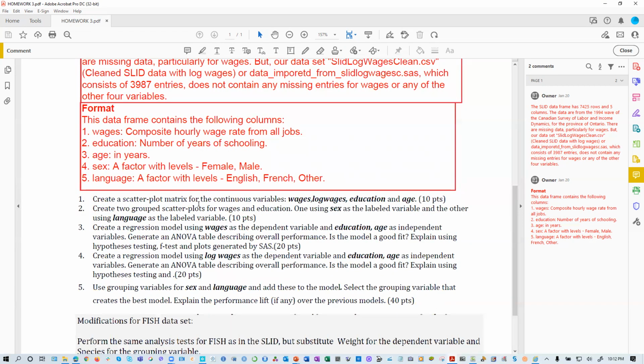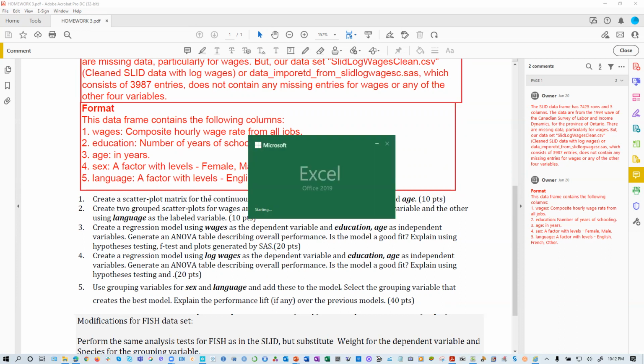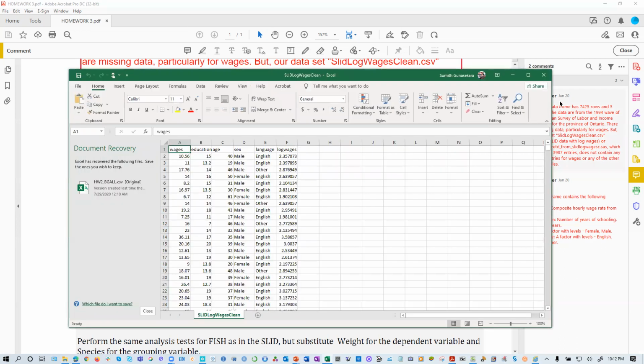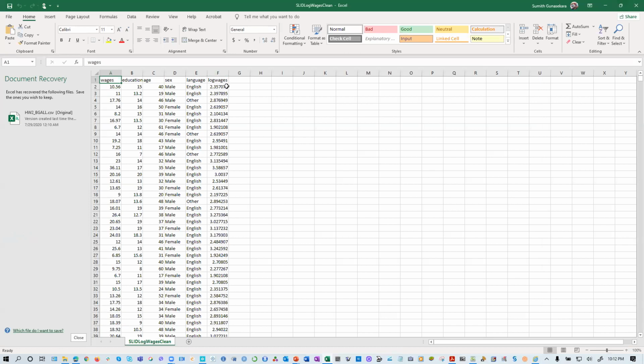Those are the ones. Create a scatter plot matrix for the continuous variables: wages, log wages, education, and age. Have wages and log wages been given in the data set? Log wages, we have to check whether they were given. Log wages have been given. You don't have to create the log wages, it's been given. In the original data set, there's no such thing. This log was created and put into our data.